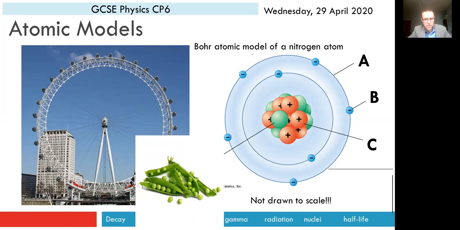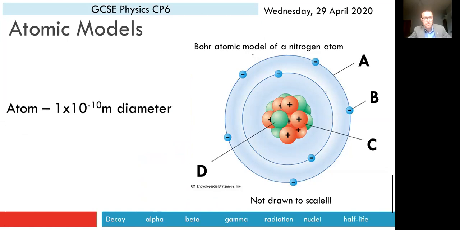And atoms themselves aren't massive. They are very, very small. How small? 1 × 10 to the -10 meters in diameter. How big is that? That's the SI way of writing diameter, okay? How small is that? We'll go over that in the key concepts lesson next week or the lesson after.